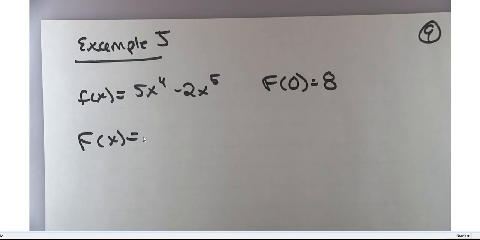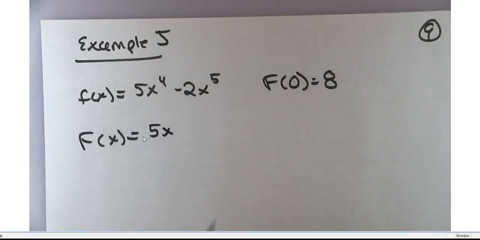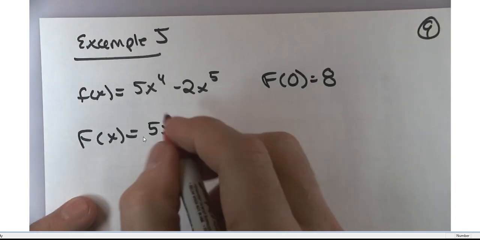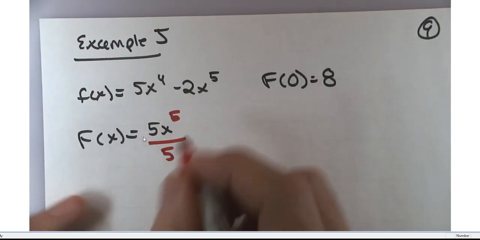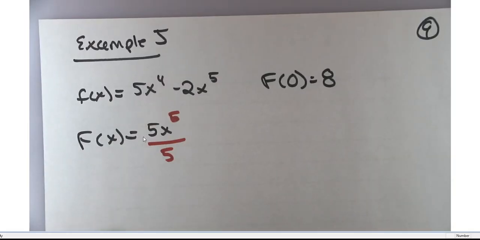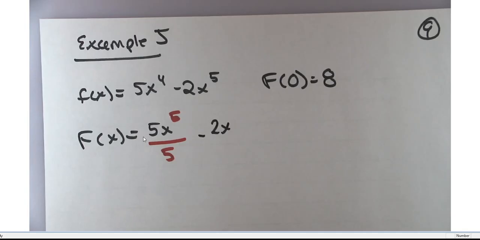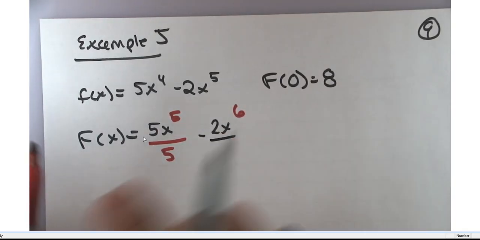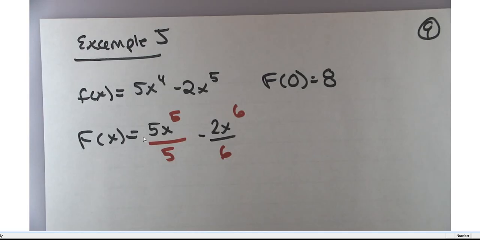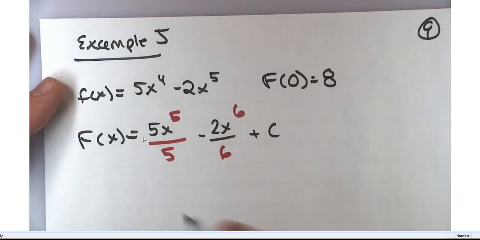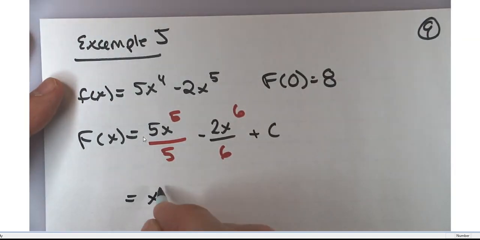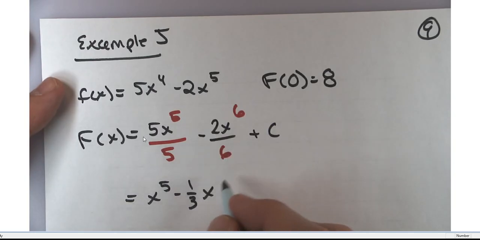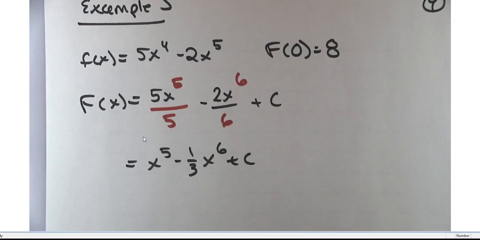All right, so if we add 1 to the exponent, we end up with an x to the 5th power here divided by 5. I'll do likewise over here. We're going to add 1 to the exponent, 2x to the 6th power divided by 6. And then the one other thing that I definitely need is that plus a constant. And it's particularly useful in this problem. Now, I do hope that you take the time to simplify that. That's x to the 5th minus 1/3 x to the 6th, because the 2 and the 6 cancel, plus our constant. Now, that constant can be anything.